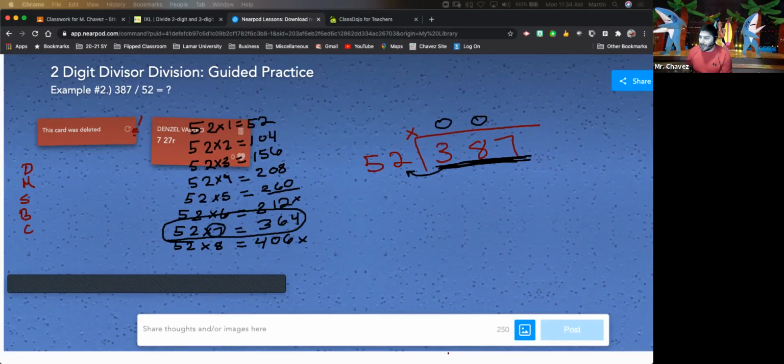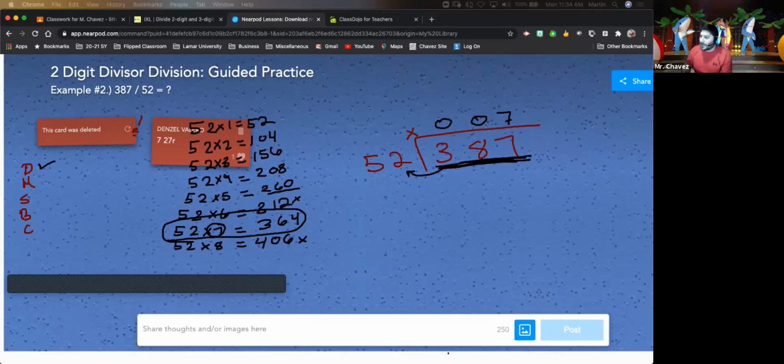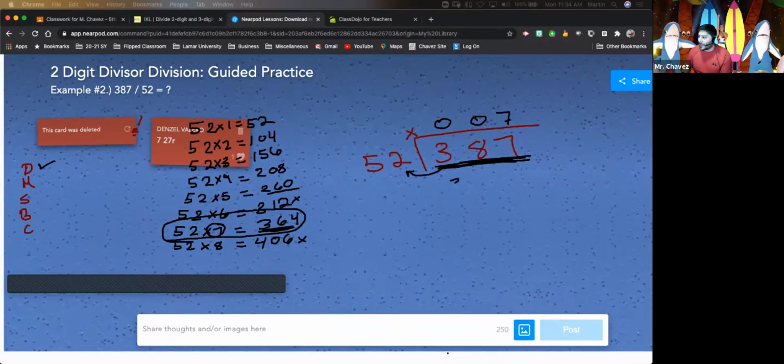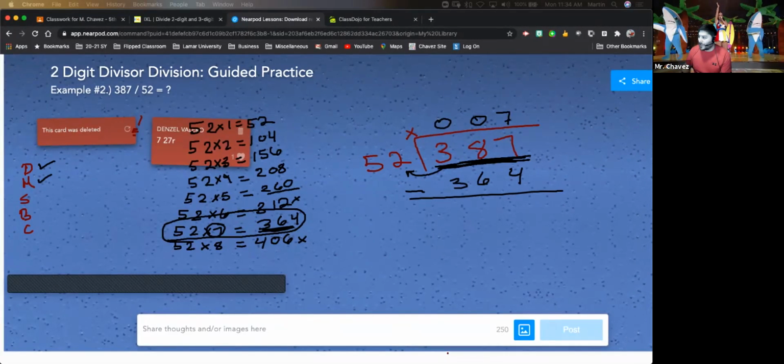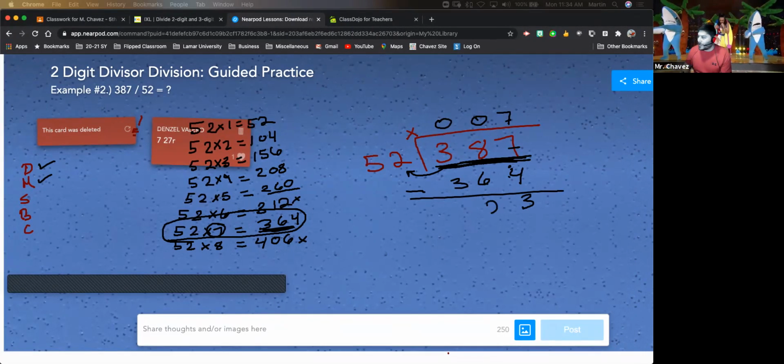So then we're going to put the 7 on the roof. We just divided. Check. Now we're going to multiply. 7 times 52. Here's our answer, 364. Check. Now we subtract. 387 minus 364. 7 minus 4 is 3. 8 minus 6, that's 2. And then 3 minus 3, 0.